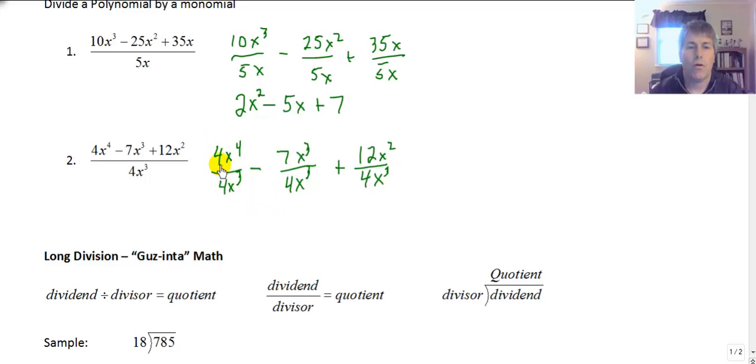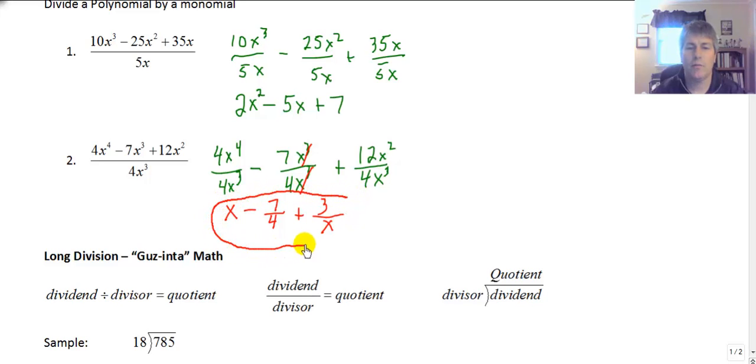So the 4 over 4 cancels. That becomes 1. And then x to the fourth over x cubed leaves us with just x over 1. Minus, well, here the x cubes all cancel. And that just becomes 7/4. And in our final term, 12 over 4, that's 3 in the numerator, and then x squared over x cubed leaves me with one factor of x in the denominator.